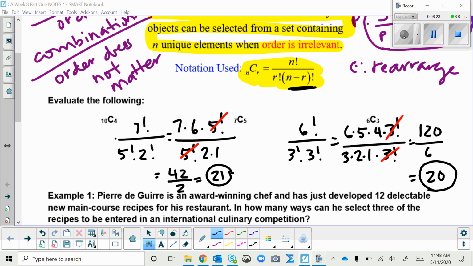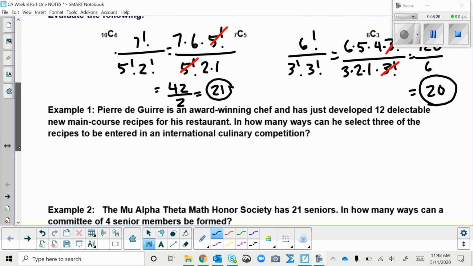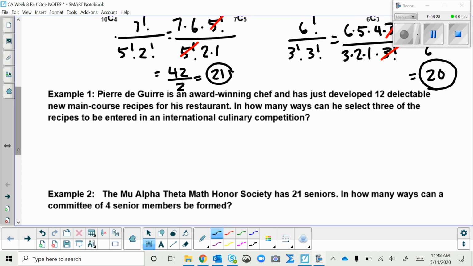So now we'll use that formula to do some example problems. Okay. Pause your video and read example 1 before I read it to you. So we have this chef, Pierre, who is an award-winning chef and has just developed 12 delectable, new main course recipes for his restaurant. In how many ways can he select 3 of the recipes to be entered into an international culinary competition?